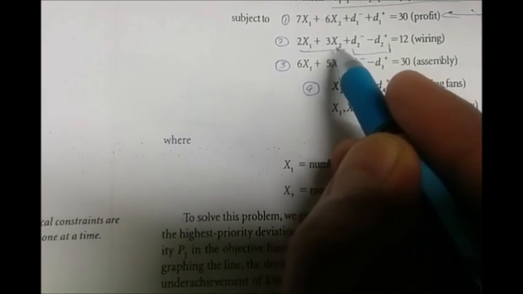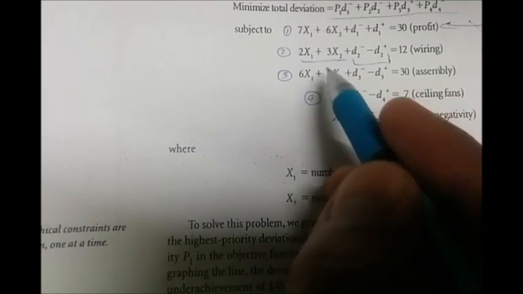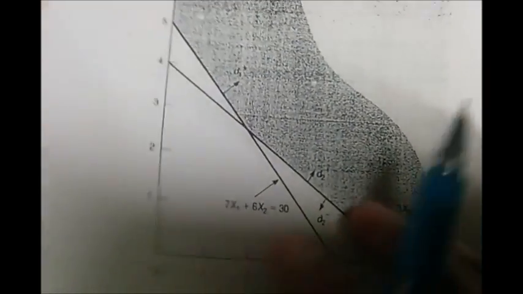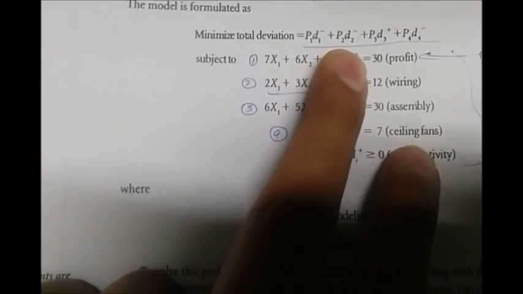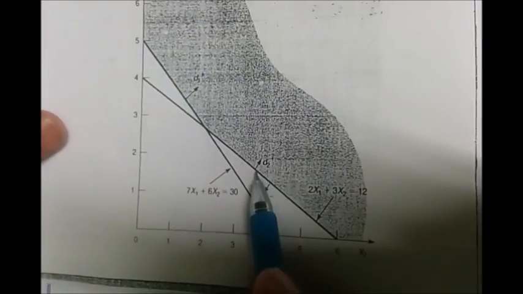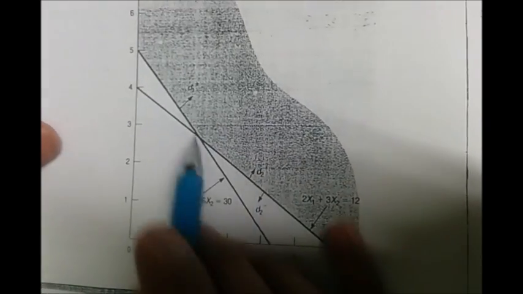Put some value of x1, get a point, put some value of x2, get another point, and plot it. So you will get this second line. Now what will be the feasible region? Here again, what do we have to minimize? D2 minus. It means I will be choosing something other than D2 minus, that is D2 plus. So my feasible region will again be the upward part. This is D2 minus, this is D2 plus. So this became the common region at present.